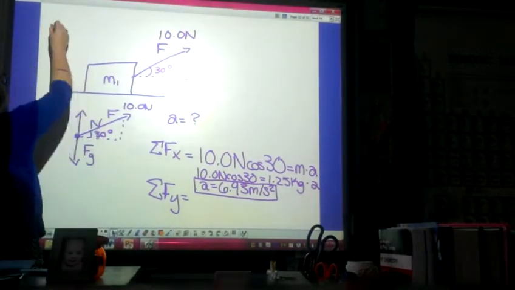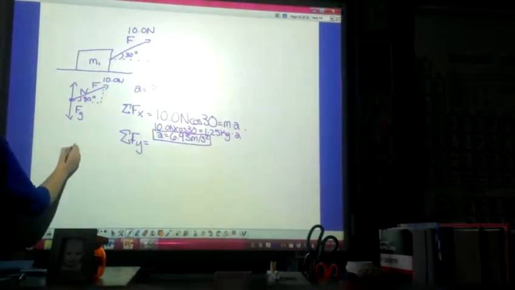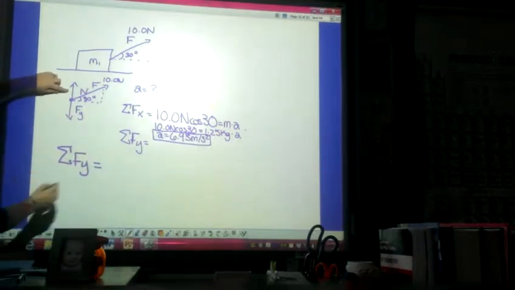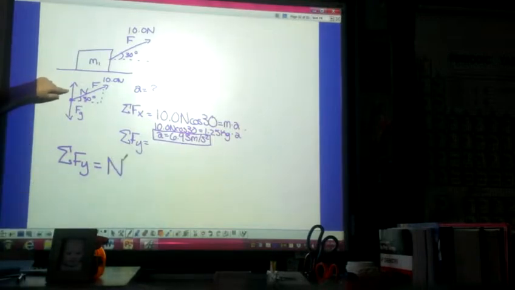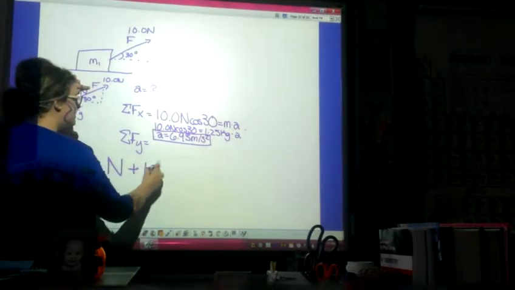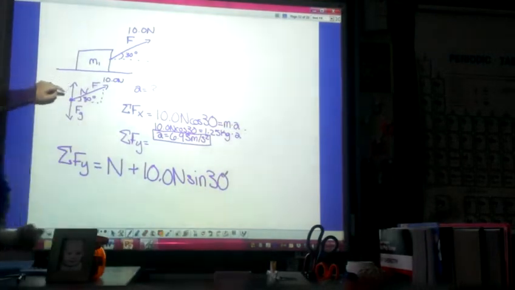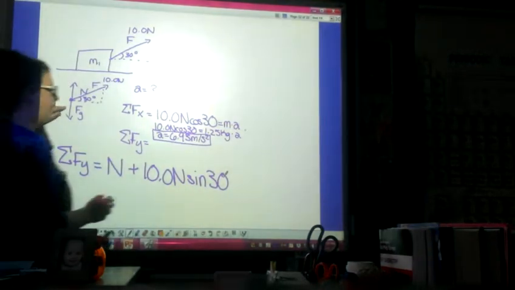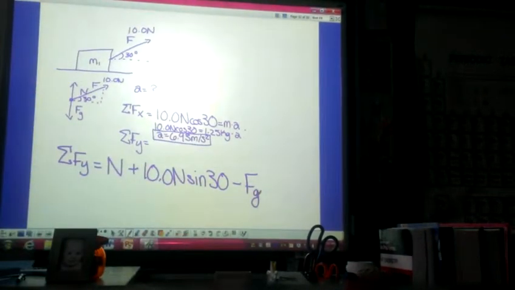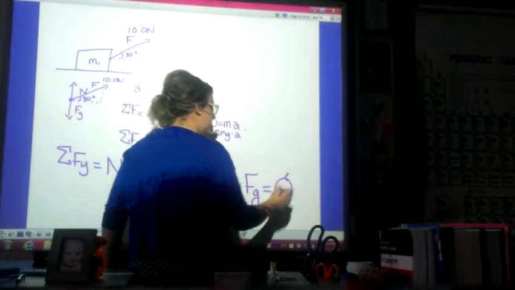Let me actually make this a little smaller. So the sum of the forces in the y is equal to, I have the normal force, and that's directed upward, so I'll call it positive. I have this applied force, so plus 10 newtons, but times sine 30. So there's my applied force. But then that's going to be subtracted from the weight force, so minus Fg. And since it's not accelerating in the y direction, I would consider that to be at equilibrium, so it's equal to 0.